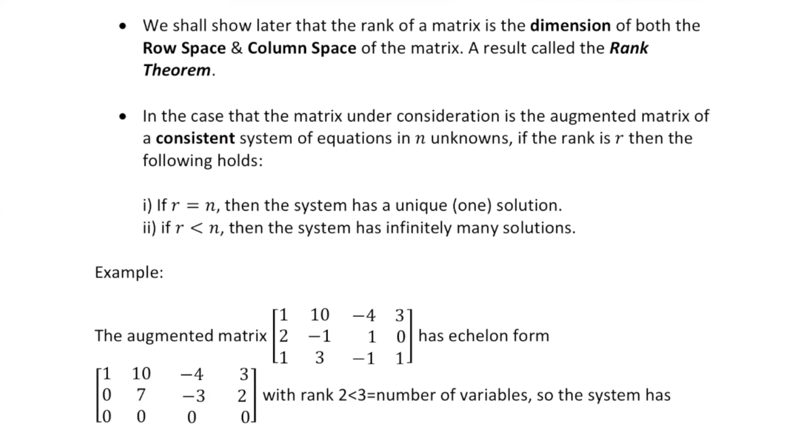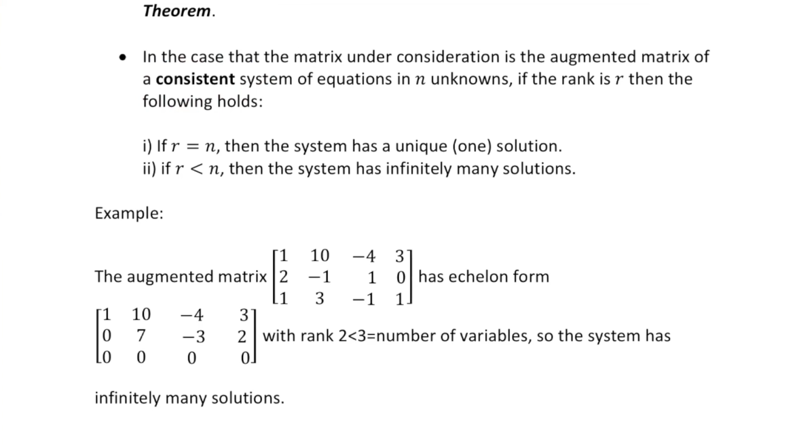If the rank is actually equal to the number of unknowns, n, then the system has a unique solution, that is, one solution. If the rank is less than n, then the system has infinitely many solutions, okay? That's for a consistent system. You got to make sure there exists at least one solution.